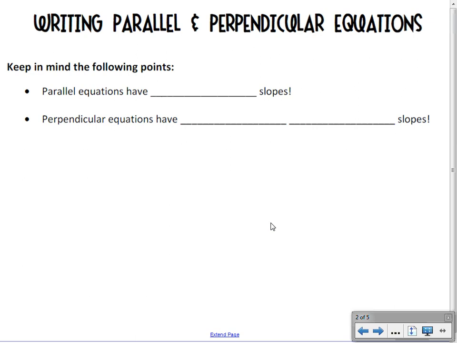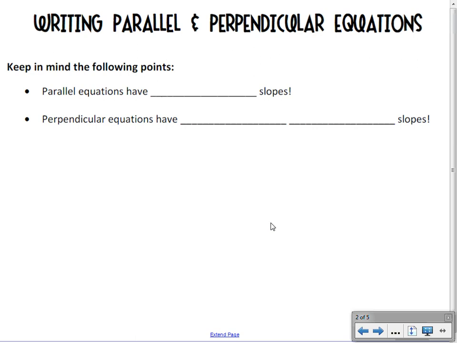Hi everybody, this video is going to be really our second part to parallel and perpendicular lines. Our first video talks more about how I can determine if two given equations are parallel, perpendicular, or neither. This video is going to focus more on how we write equations for parallel and perpendicular lines.